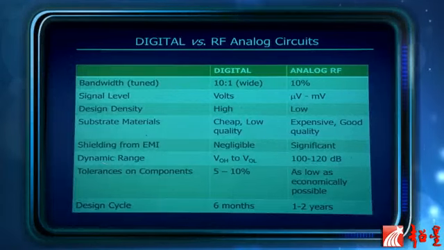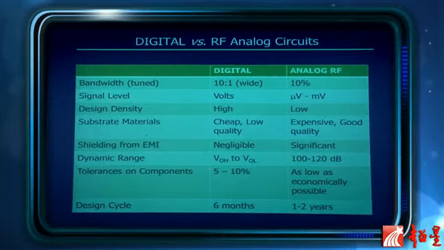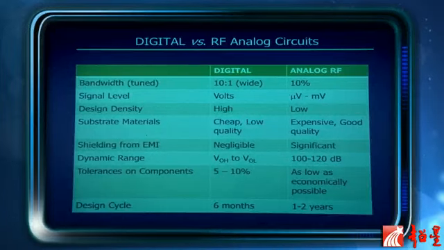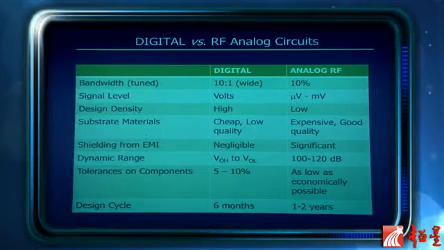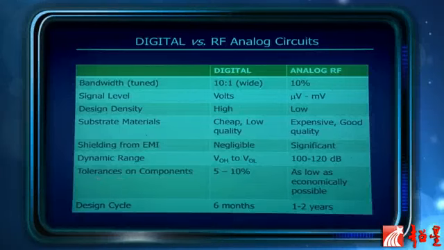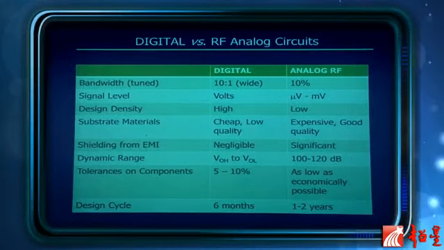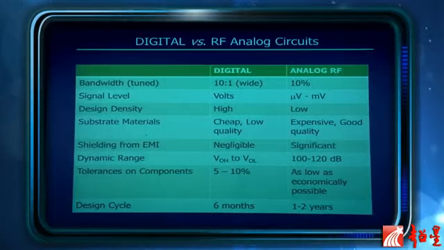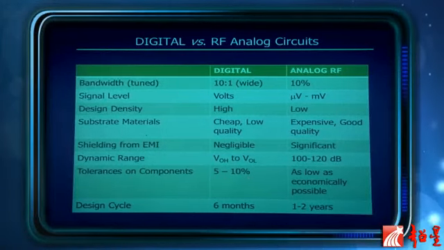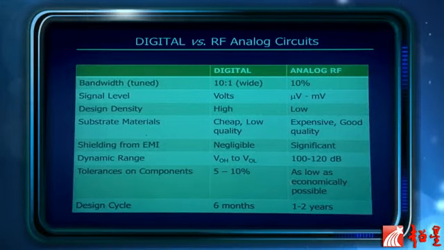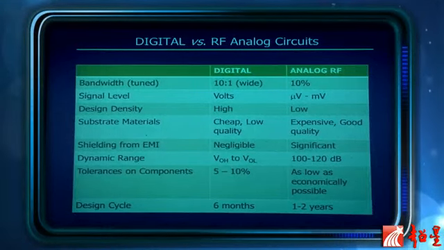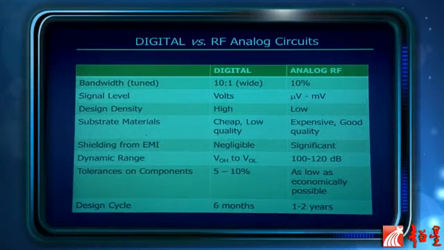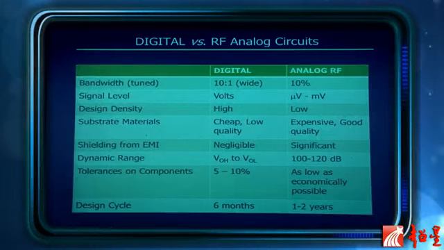And another thing is dynamic range. That's the difference. RF circuit has very high dynamic range, but the digital circuit has very low dynamic range. And the next one is about the tolerance. That is, your component values can vary. In digital design, the component tolerance is about 5 to 10%. That's very common. But in RF design, you can afford to spend a lot of money, so all the components can be very expensive and precise and have very high resolution.